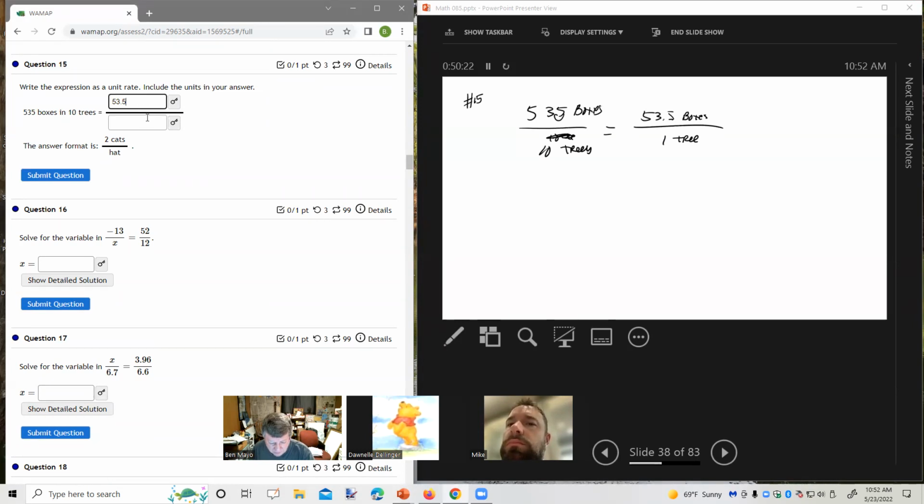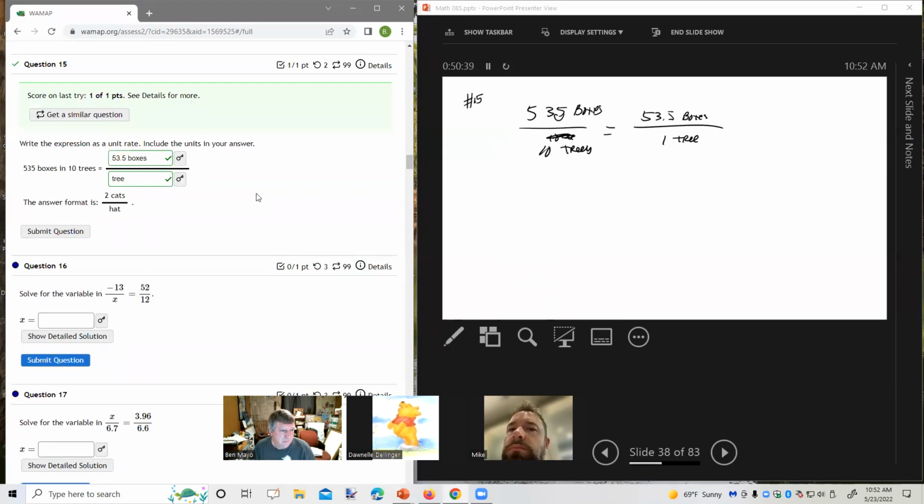I'm wondering if they want the words there, boxes. It helps if I could type rather. And then this would be tree. Let's see if that's how they did it. Yep, boxes, tree. I wonder if you put one tree there, if it would mark it wrong. Let's see, 1 tree. Yeah, it says it's okay. You don't technically need the 1, but putting it there should be all right as well.